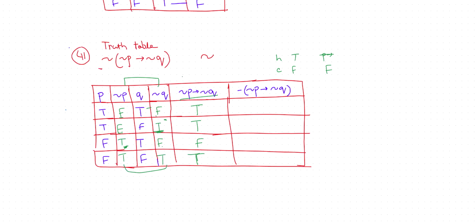Now this is the negation. Okay. Negation means whatever was here, we will make the opposite. If it was true, we will make it false. So this will give false, this will give false, this will give true, and this will give false. So this is our final answer.